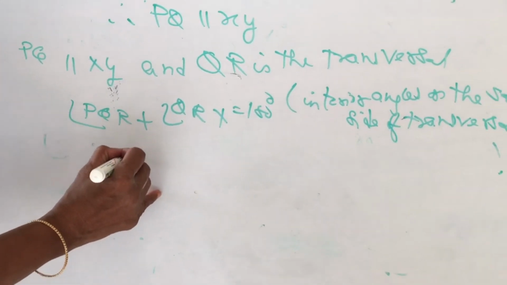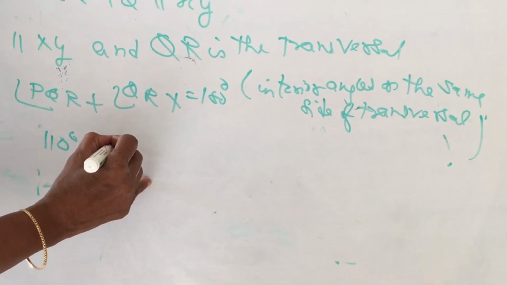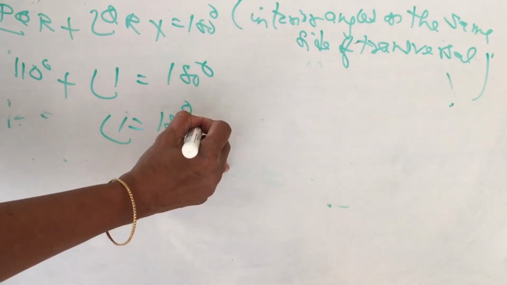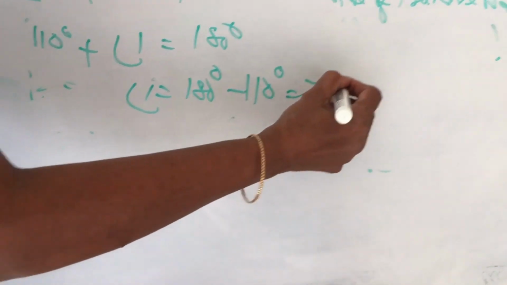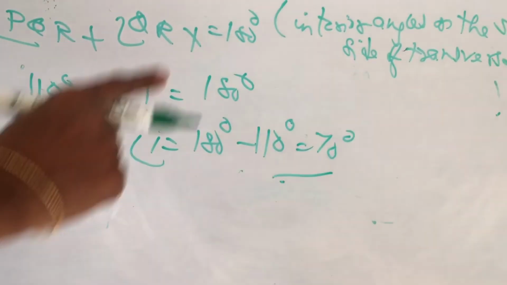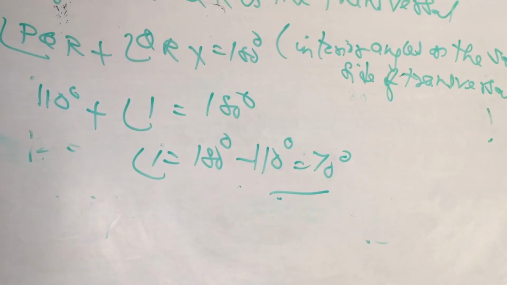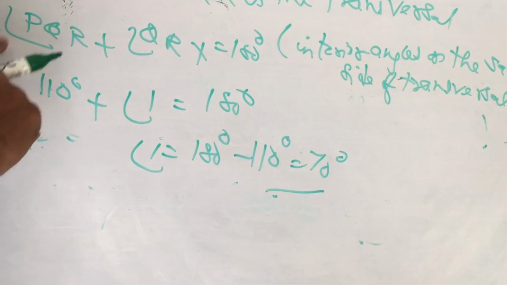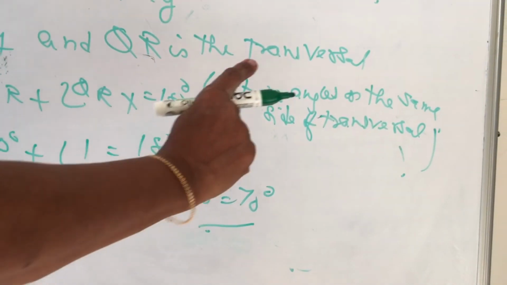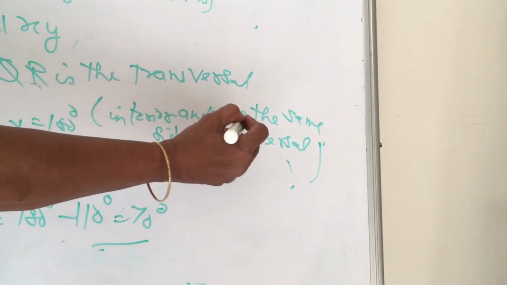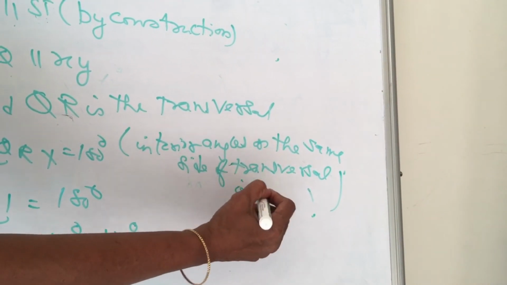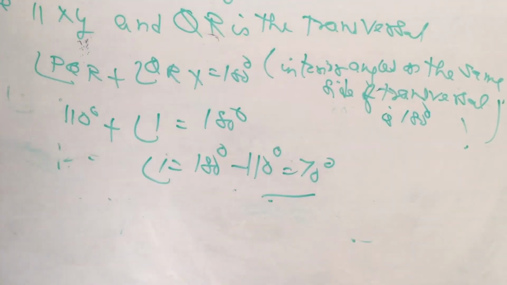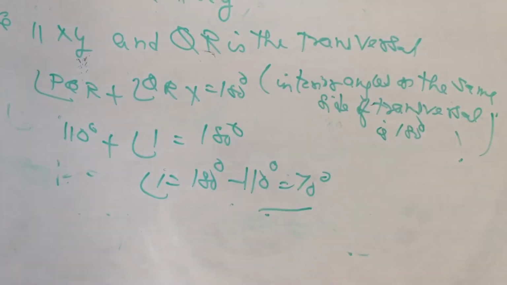PQR is how much? 110. QRX is how much, children? Angle 1 plus 110 is equal to 180 degrees. Angle 1 is equal to 180 minus 110, that is equal to 70. Hope you are following. PQ parallel to XY. 110 degrees and angle 1 are the interior angles on the same side of the transversal. Interior angles on the same side of the transversal sum to 180 degrees. So angle 1 measure is how much, children? It is 70 degrees. Yes.